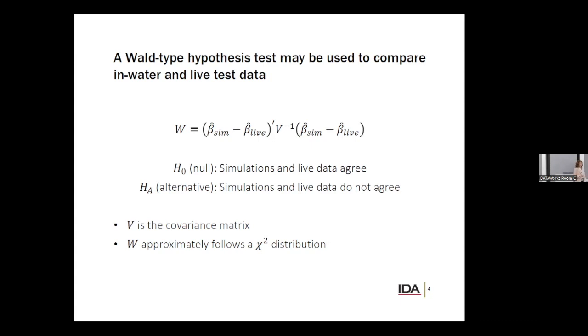So this test statistic allows us to look at the null hypothesis, which is that the simulations and the live test data do agree, versus the alternative, that they don't agree. And one cool thing about this test statistic is that it follows a chi-squared distribution. So for those of you who know stats, you know that means that we can get p-values from this and therefore choose whether or not to reject this null hypothesis.